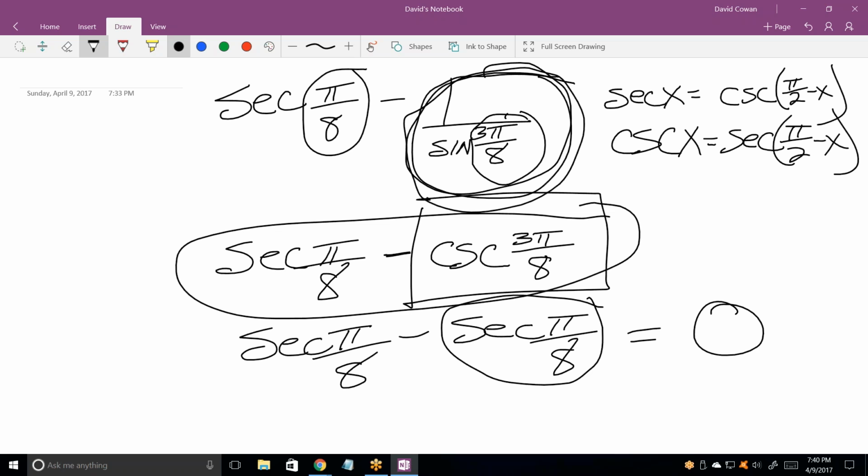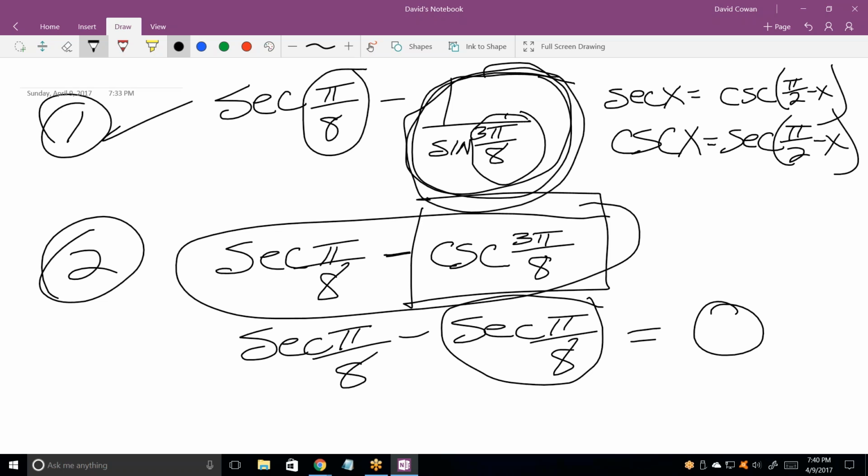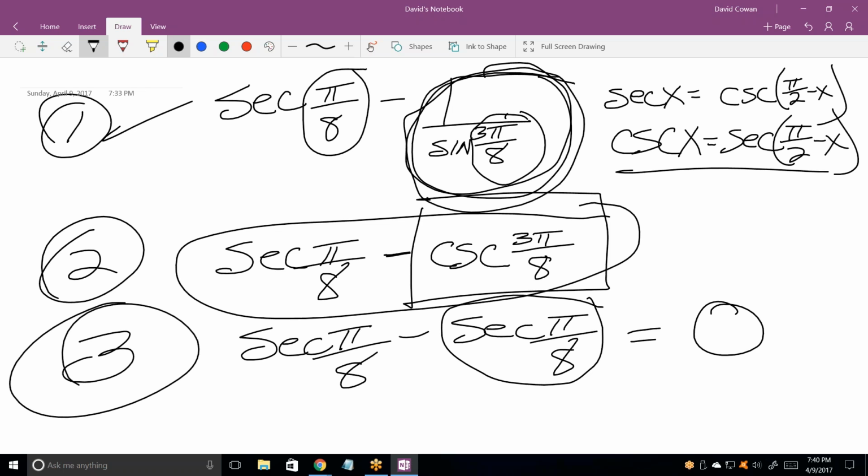Okay? So you had to use two properties here. One was the reciprocal, which got me from step 1 to step 2. And then the cofunction property of cosecant got me to step 3. In other words, this property right there, the bottom. The cosecant of 3 pi over 8 has to be equal to the secant of pi over 2 minus 3 pi over 8. That's what gave me secant of pi over 8.